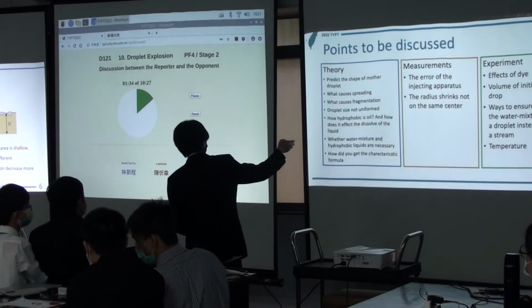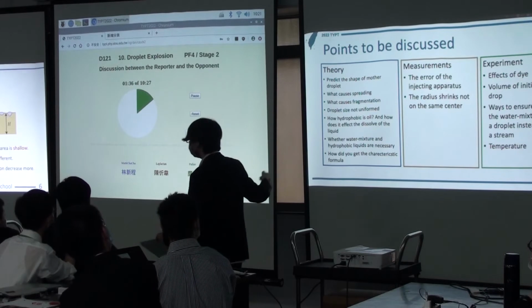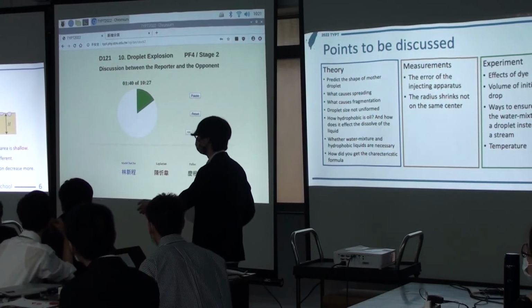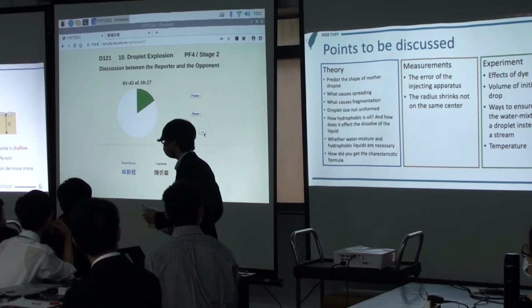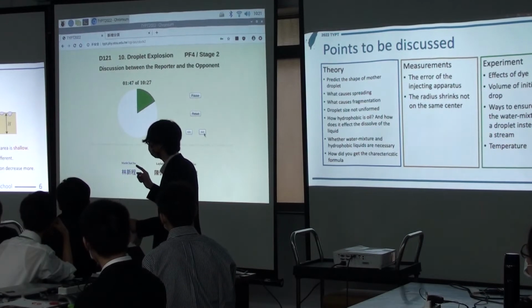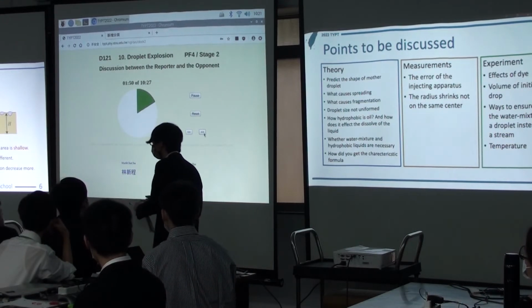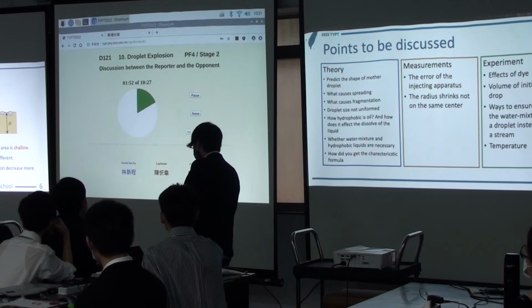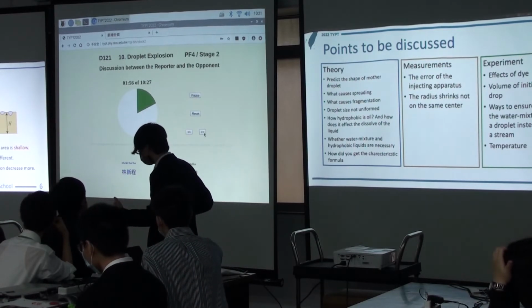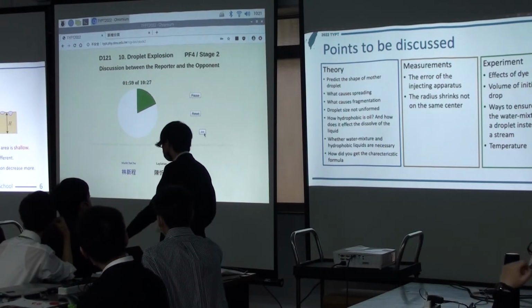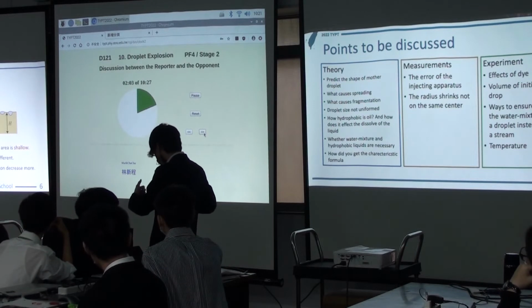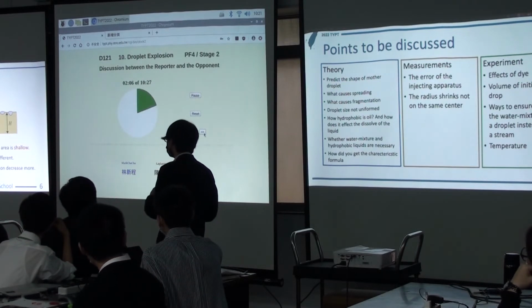Okay, let's talk about the cause of the spreading. As mentioned, it is mainly caused by the Marangoni effect, right? Yes. Is it correct? Okay. But I believe that there are two Marangoni effects, caused by concentration difference and by temperature. But in your video, you show in your theory that the water molecules pull upward. How do you explain that?